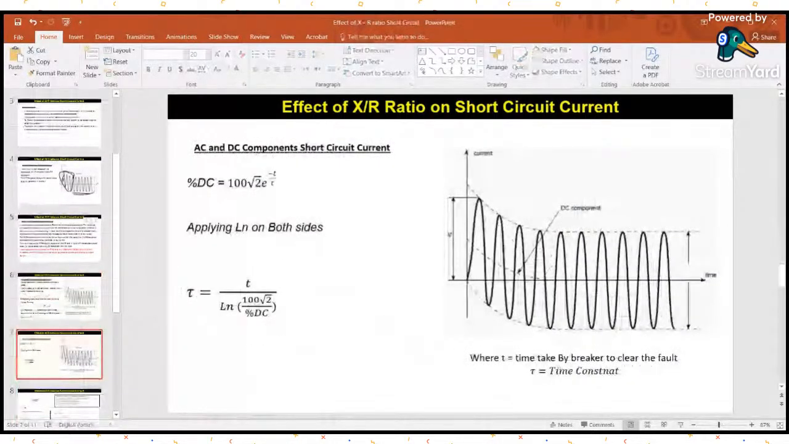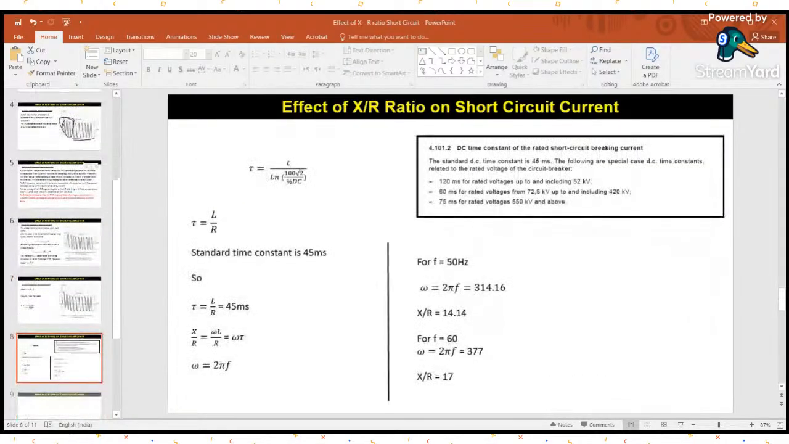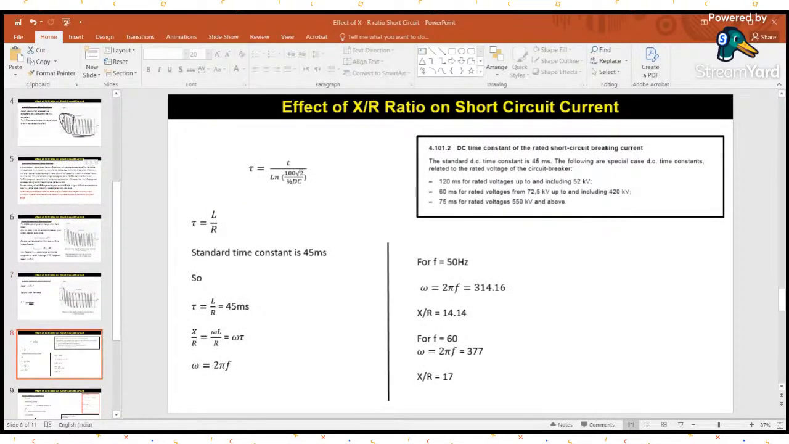Now we will apply log on both sides. Tau, the time constant, is equal to t divided by ln of 100 root 2 divided by the percentage of DC. When you apply the log on both sides of this equation, you will get this expression. Now we have got tau equal to this equation. Tau is also equal to L by R.